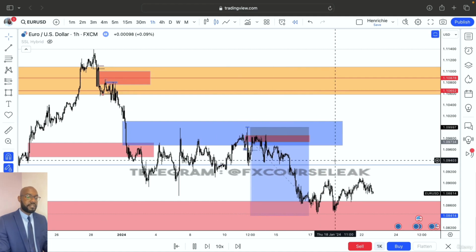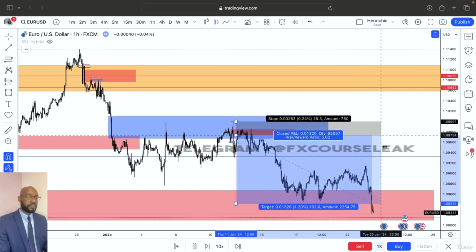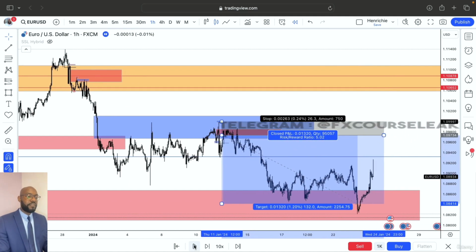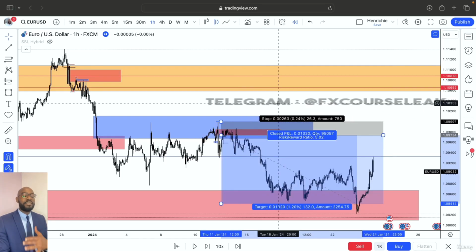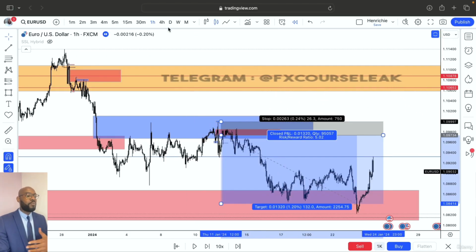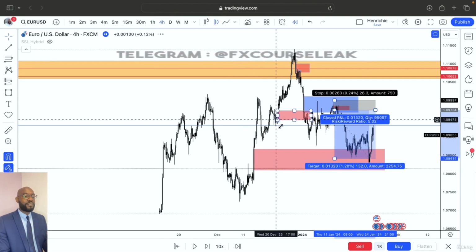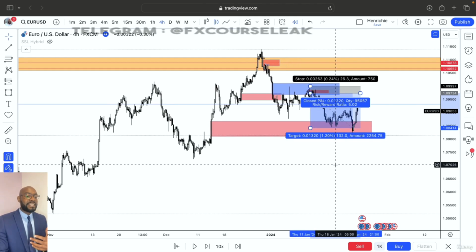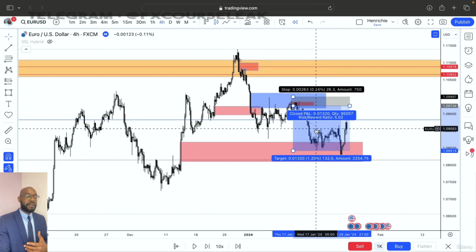So let's play that and see. And now it's hit the take profit position. So you can see how you can do this time and time again. We can go all day doing this. So you can see several examples. I'm still going to show you another example right here.